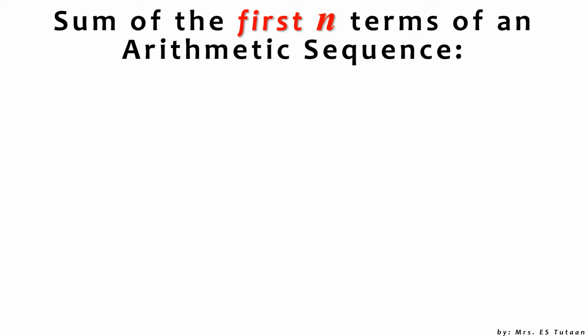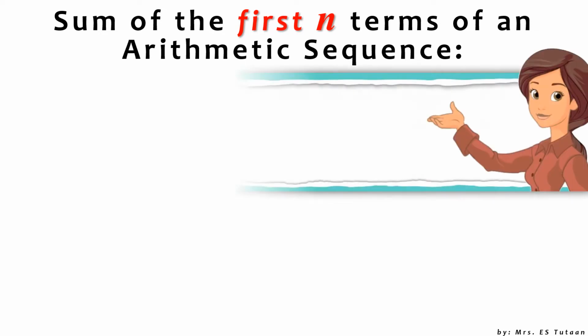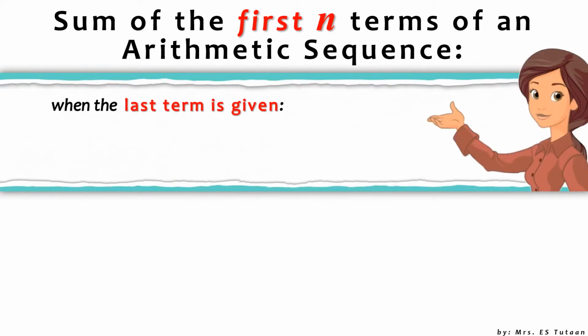Meron tayong dalawang formula sa arithmetic series na magagamit natin depende sa information na makukuha natin sa problem. The first is when the last term is given. Ito ang gagamitin nating formula. So, S sub n is equal to n divided by 2 times the sum of the first term and the last term. So, ito ang gagamitin nating formula kapag given sa problem ang last term.